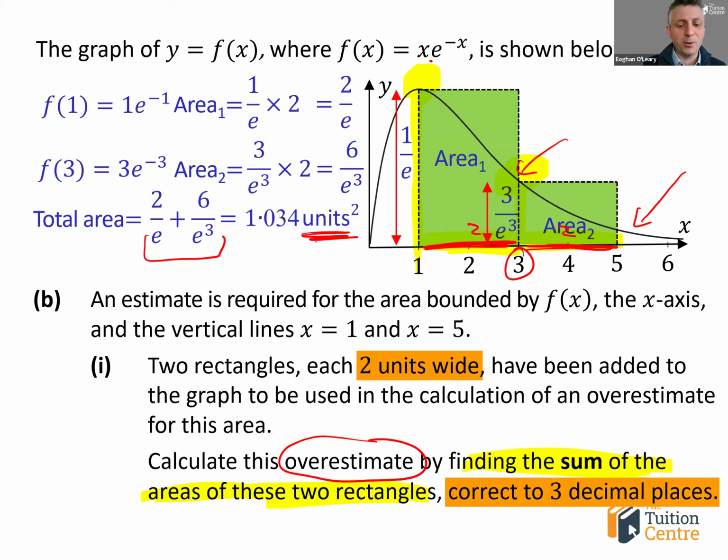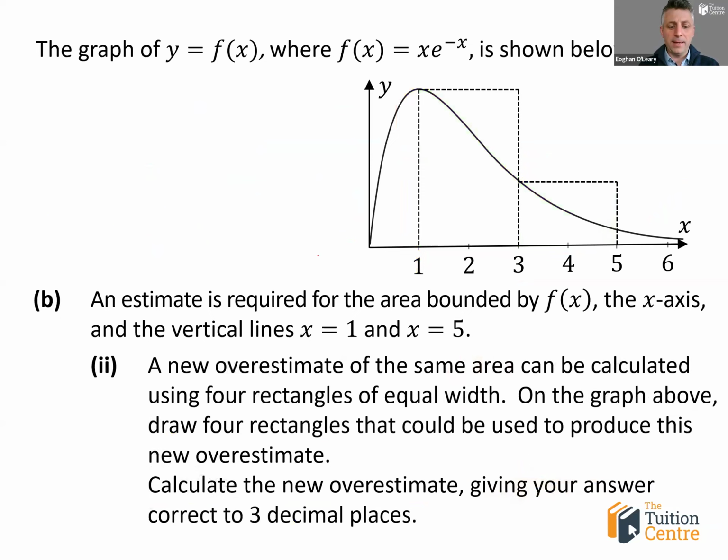And do remember to add in the unit squared because you are talking about an area. Okay, so we've done that. 5 marks for that. Let's keep going. It says in this case for part 2, we're going to try and get a better estimate. It will still be an overestimate because you can see our rectangles are above the curve.